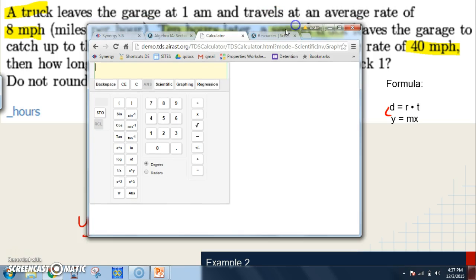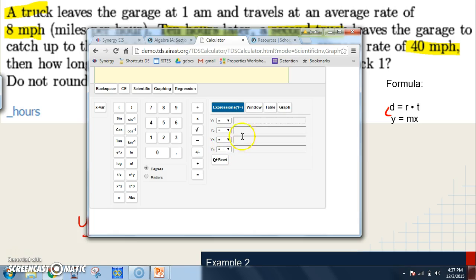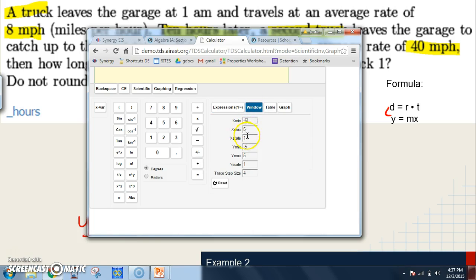So I'm going to go to the graphing part of this calculator. And before I start typing things in, I'm going to adjust the window, right? So we know that the minimum distance that you can go in life is 0. And we know the minimum time, right? Time is x. You can't go negative time. You can't go negative distance.